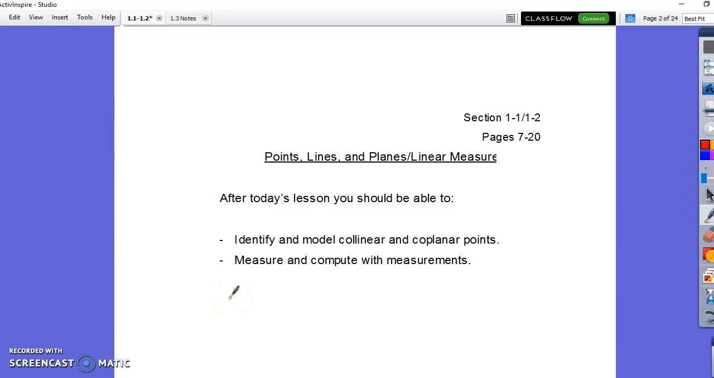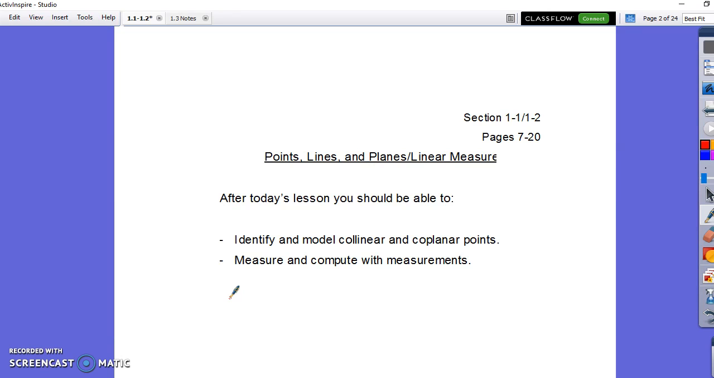So, today's lesson, and I believe we'll be able to get through all of it, covers points, lines, and planes. The second part of it is linear measure. We will definitely get through the points, lines, and planes. But after today's lesson, you should be able to identify and model collinear and coplanar points.